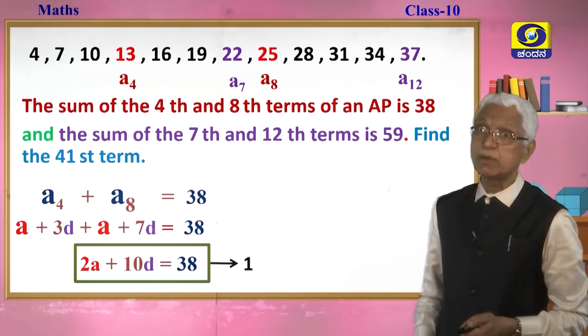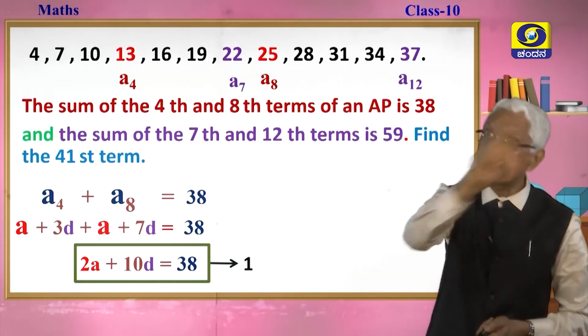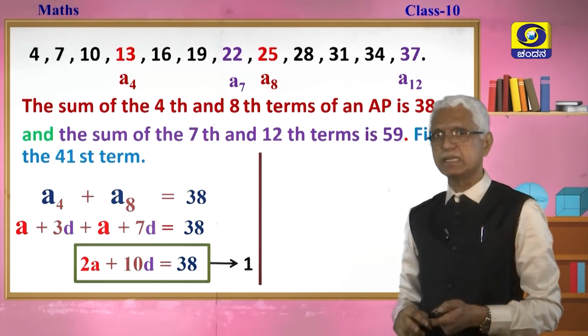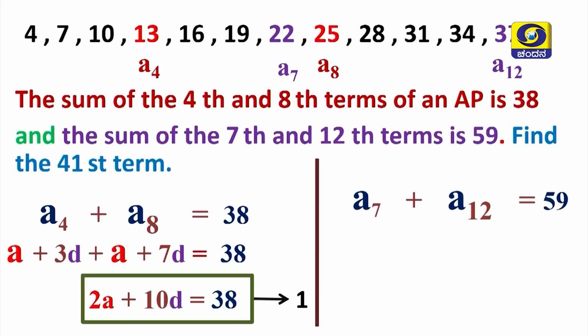Now we have to see the birth of the second equation using the second part of the problem. Shall we see, my dear children? The sum of the 7th and the 12th is 59. A7 plus A12 is 59, right? An is A plus n minus 1 into D. So, A7 is A plus 7 minus 1 into D, A plus 6D. That is what you all have to write. And A12 is A plus 11D.